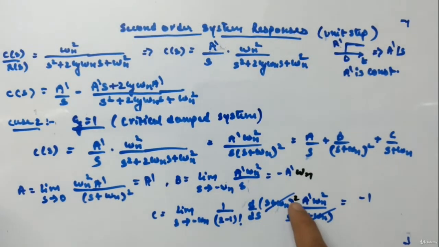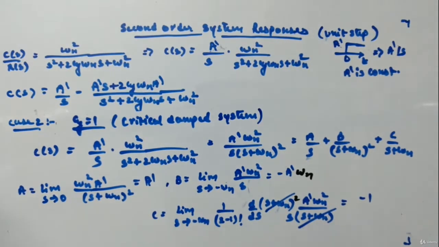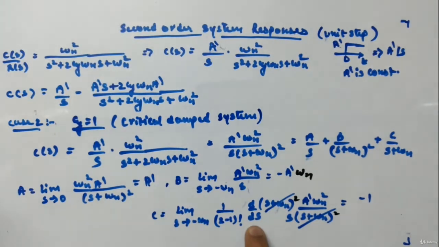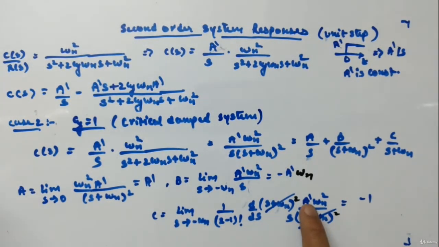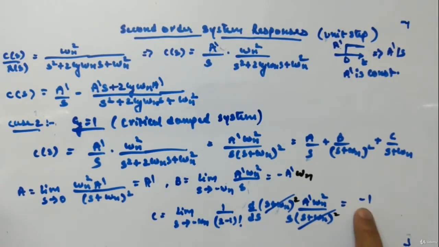Okay, sorry, I made a mistake. This square will get cancelled with the square of this term, and after cancelling you differentiate it. So a dash omega n square divided by omega n square divided by s, which comes out to be minus 1 upon s square. If you differentiate and plug in the value s equals minus omega n, you will get minus a dash.